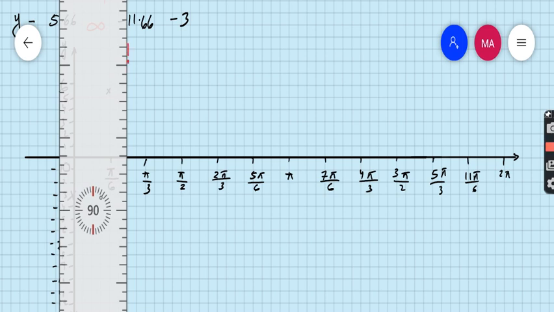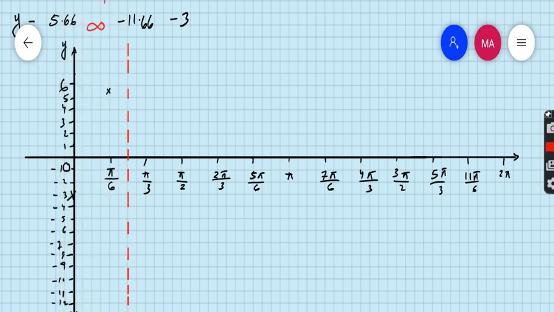Mention with red line, red dotted line. This is the asymptote, the first asymptote, at pi by 4. This is the first asymptote. Join these 2 points.